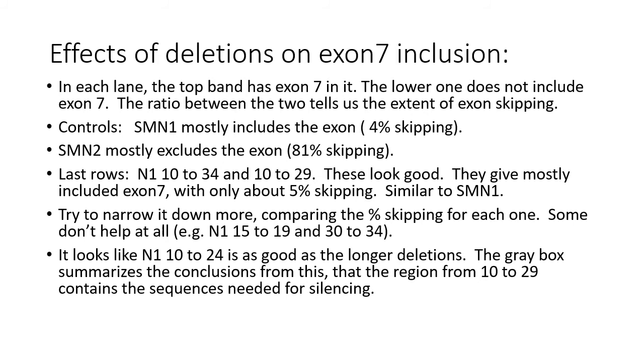So in each lane, we can tell which band is which. The upper band on the gel has exon 7, which is to say the lower one does not include it. So the difference in size is because of skipping. So we just go through the different deletions one at a time and see which ones give the most improved inclusion of exon 7, and those define the important sequences in the primer. So it looks like nucleotide 10 to 24 is as good as any, and so that's what we're going to say is the important part of our silencer.